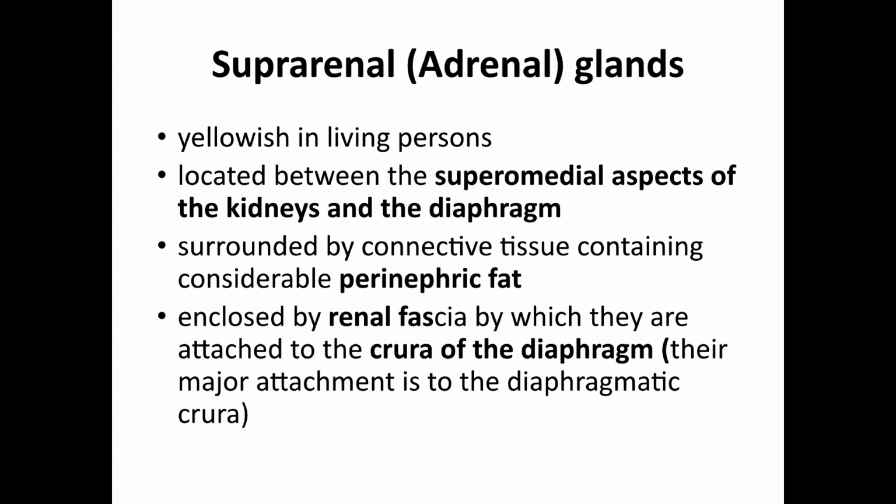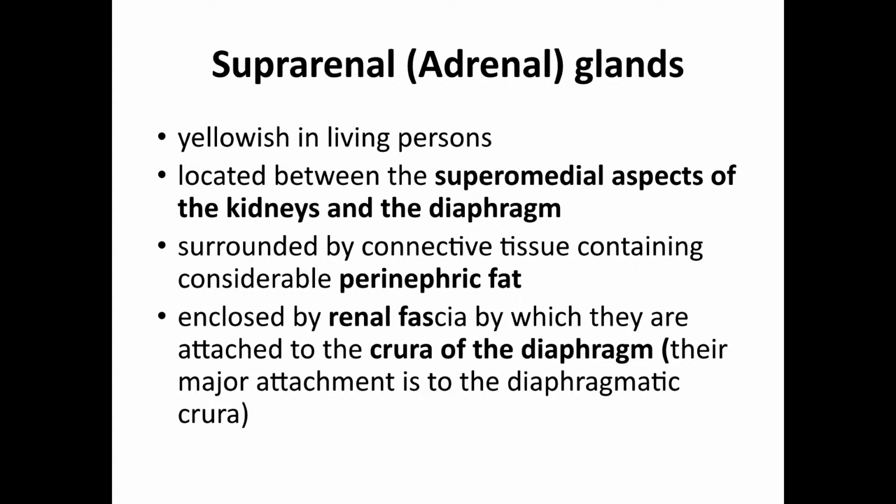So suprarenal glands are more yellowish color. They are located between the superior medial aspect of the kidneys and the diaphragm. They are surrounded by connective tissue containing the perinephric fats. This is all the material from the kidneys anatomy, what I'm talking right now.